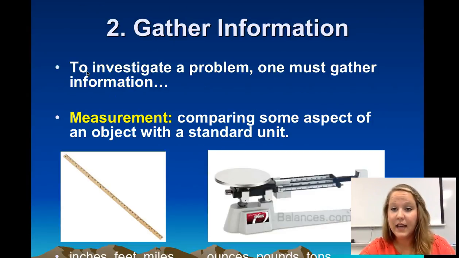Now, next you need to gather information. You need to investigate your problem and you have to gather information. So through this, you are going to need to measure. Measuring is a key part of physical science. Now, measurement is comparing some aspect of an object with a standard unit. An example of this would be using a ruler or measuring things on a scale, or you could measure the volume of something by determining its decibels, or frequency by analyzing its wavelengths.